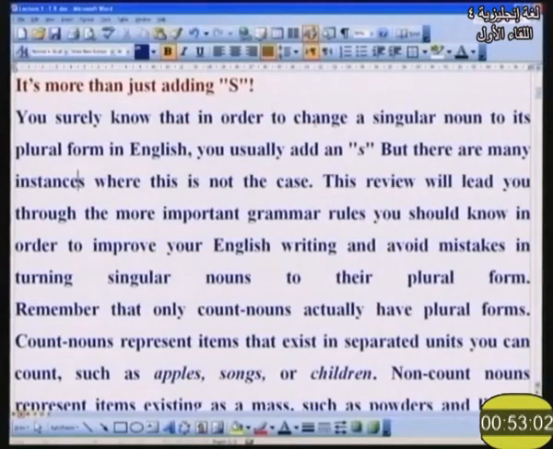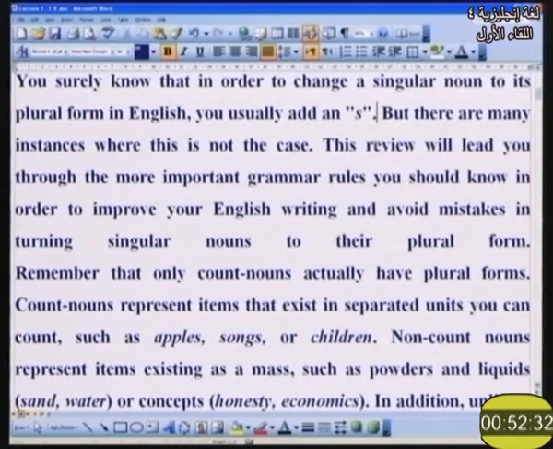He says that you surely know that in order to change a singular noun to its plural form in English, you usually add an S. Usually, but not always. In many cases, this doesn't happen. In many cases, you have to take care about many things. There are many instances where this is not the case. Sometimes you don't put an S. Sometimes when you put an S, you have to take care of spelling problems. And this review will lead you through the most important grammar rules that you should know in order to improve your English writing and avoid mistakes in turning singular nouns to their plural forms.